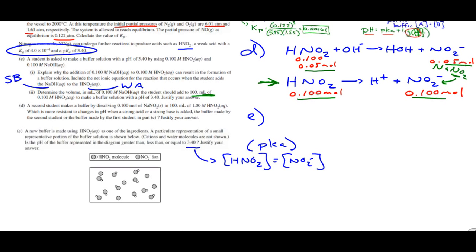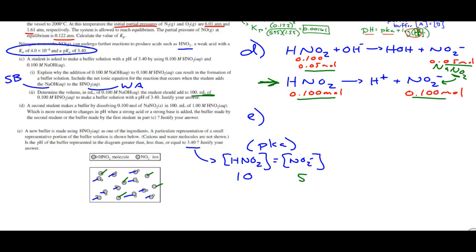Okay, if they give you an image, you simply have to count it. So I have, of the HNO2, 1, 2, 3, 4, 5, 6, 7, 8, 9, 10. I have 10 of these, and of the NO2 minus, I have 1, 2, 3, 4, 5. So what does that mean? I have more acid than I have base. But they are not equal amounts.